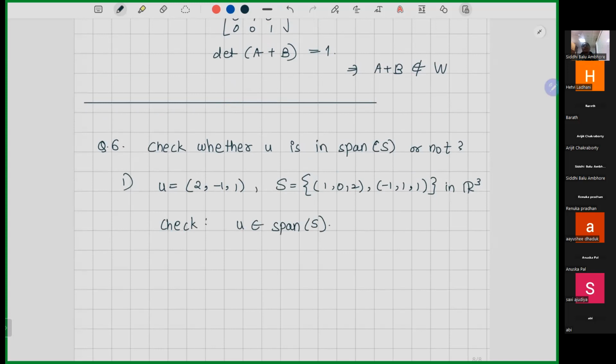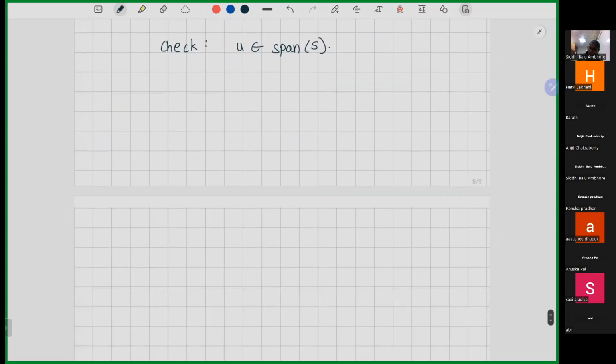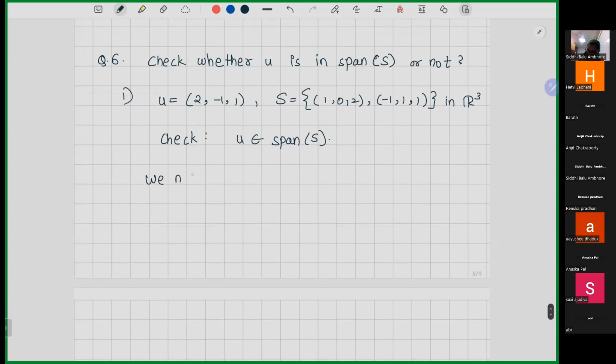When we say that an element belongs to the span of S, it means that we want to check whether there exist scalars a and b from R. I mean, this R3 is a vector space over R, so our scalars are coming from the set of real numbers R.